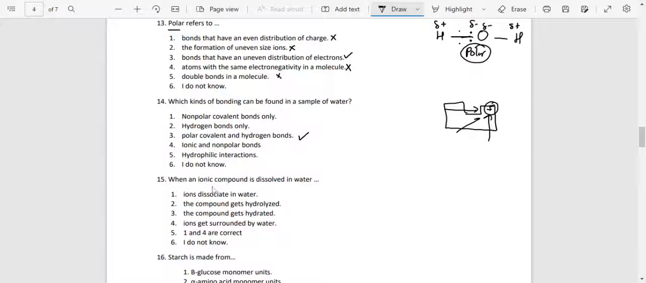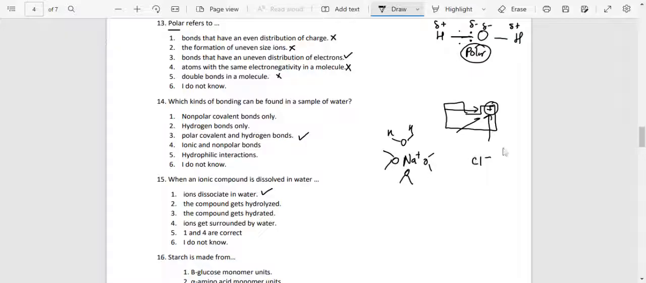When an ionic compound is dissolved in water, what happens? Ions dissociate in water. This is true. Think of sodium chloride. When you've got sodium chloride, this is going to dissociate in water, and what you're going to see is the sodium ion, the negative parts of water, that is what the oxygens are going to be like this. These are going to be the hydrogen. They are going to surround this ion in this manner.